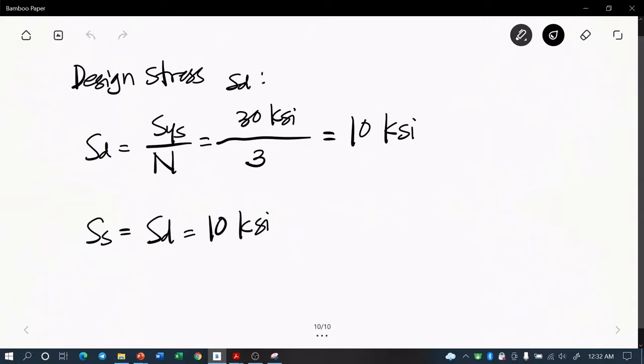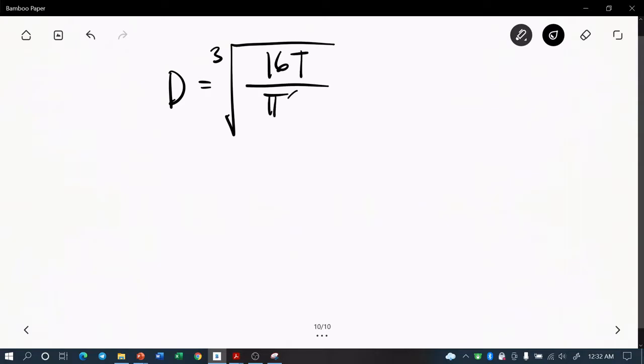Okay, so going back to the equation in obtaining the diameter, d is equal to the cube root of 16T over pi S sub s. So now this is already known. We have just solved the value of this, and next we're going to solve for the torque.